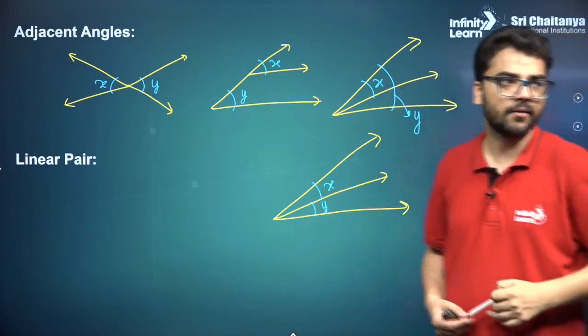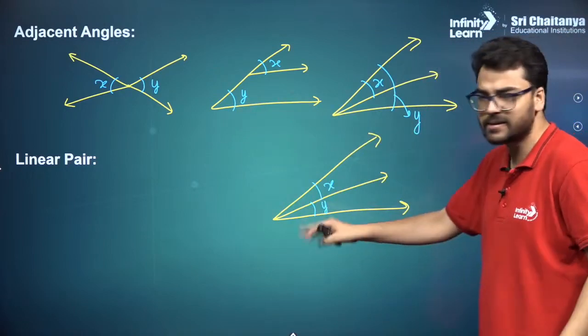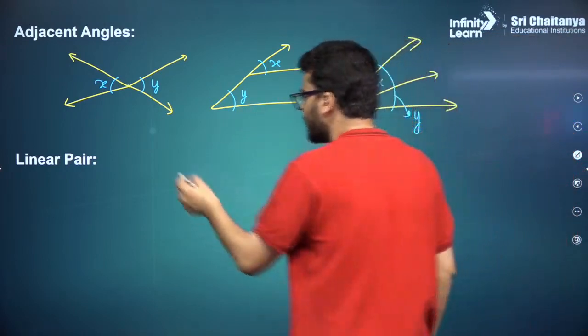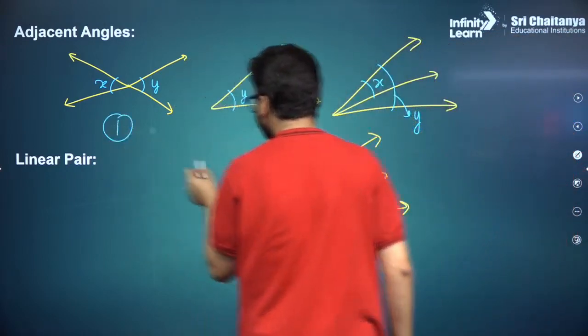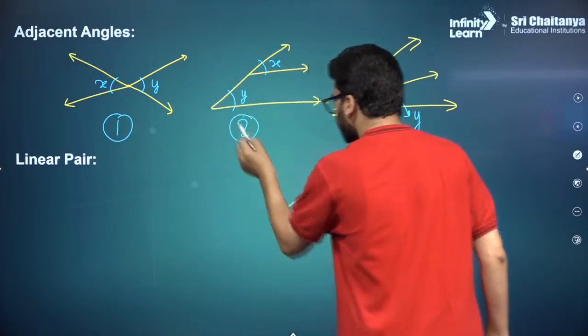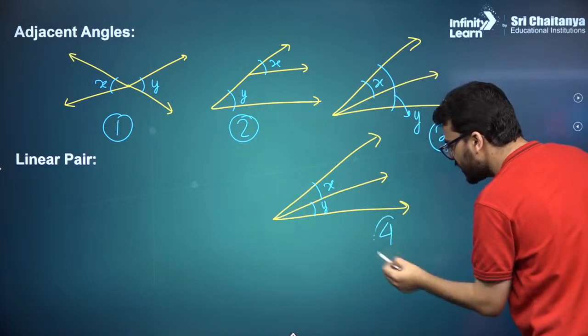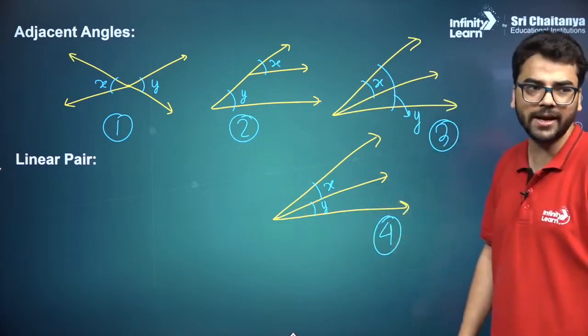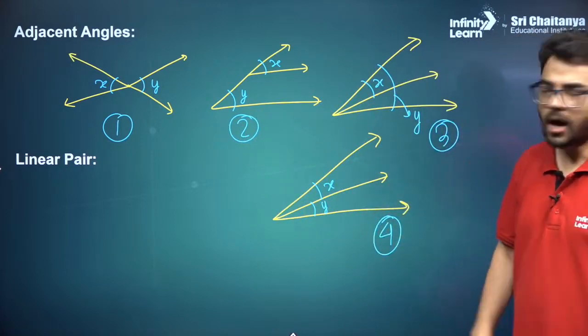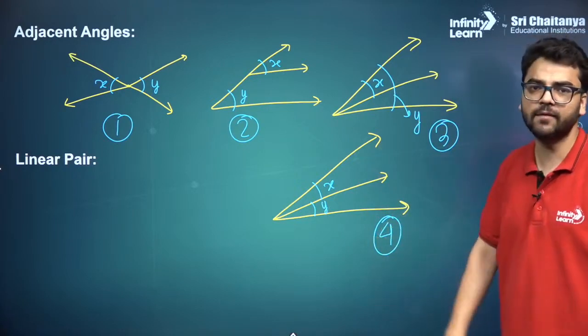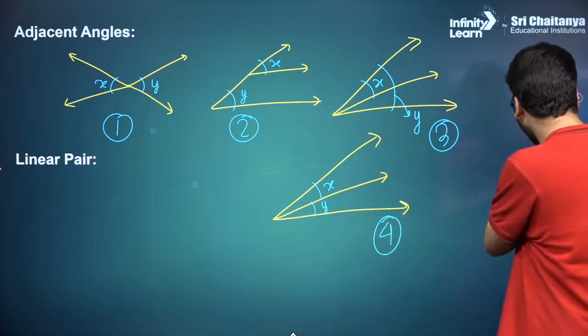Tell me. Which one out of these are representing adjacent angles? This is the first case, this is the second case, this is the third case, and this is the fourth case. In which case out of these options do you have adjacent angles? Tell me. Can you tell that?